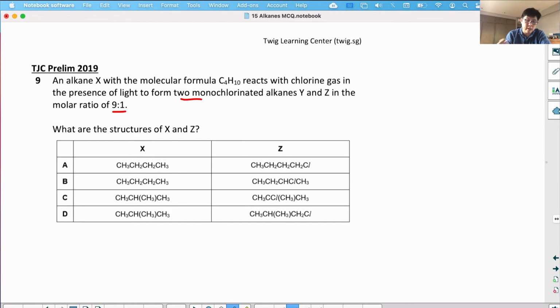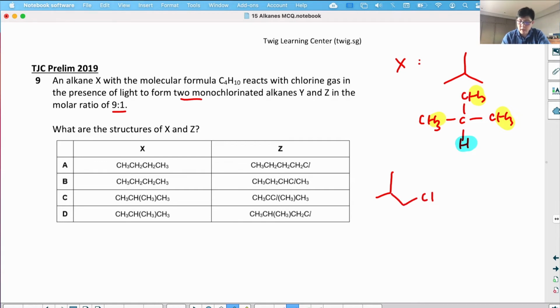It's C4H10, so this is the structure for X. Why does it give you 9 to 1? Because if you replace any of these hydrogens, there are 9, and if you replace this hydrogen, there is 1. So I'm just going to draw it up. The 9 will be something like this.